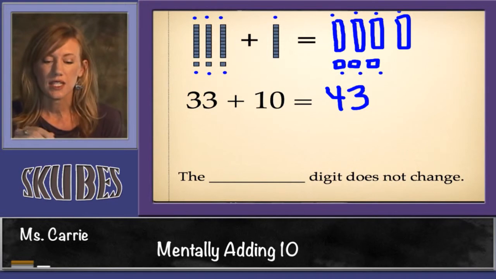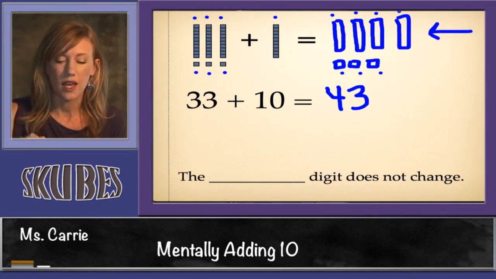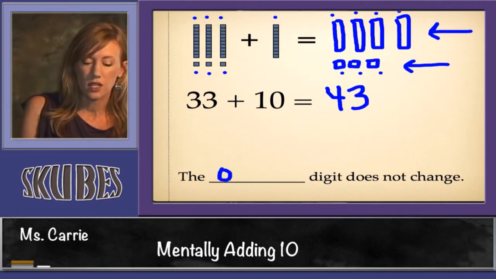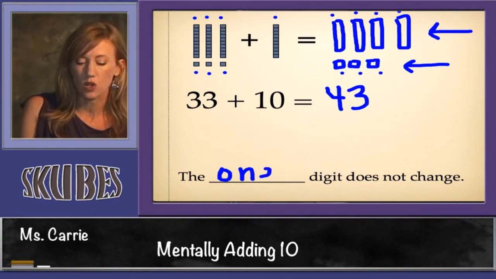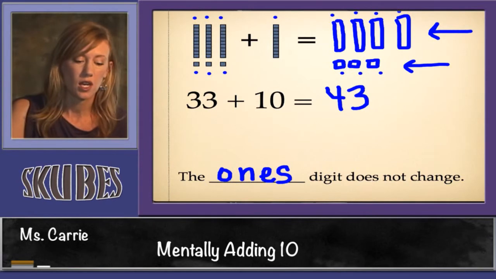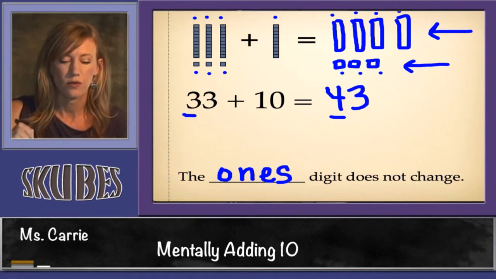If you notice, the 10s over here changed. We added another 10, but the ones here stayed the same. So the 1's digit does not change when you add 10 to a number. The 10's digit changes. It changed from a 3 and went 1 up because we added one 10 to a 4. So the answer was 43.